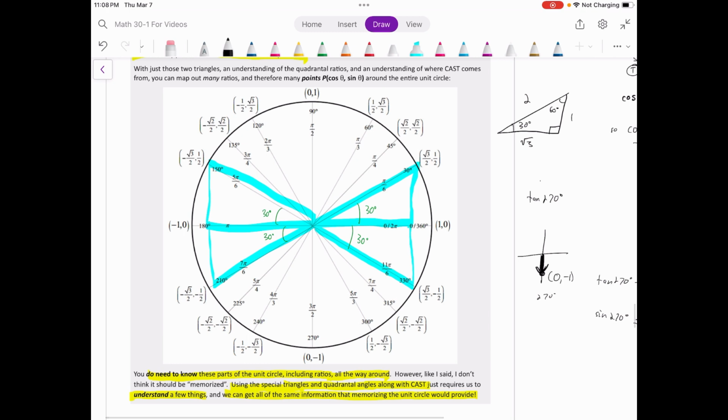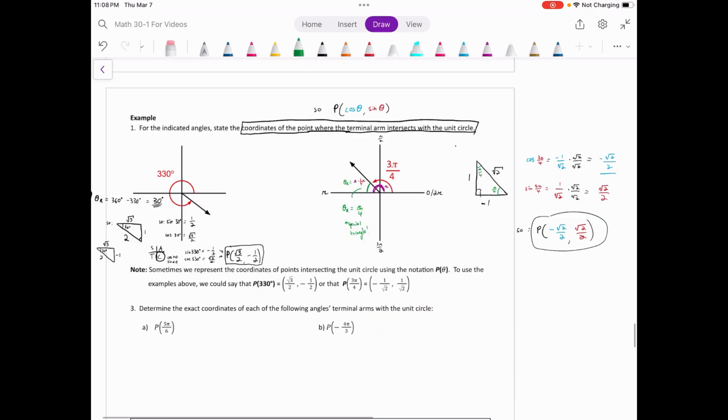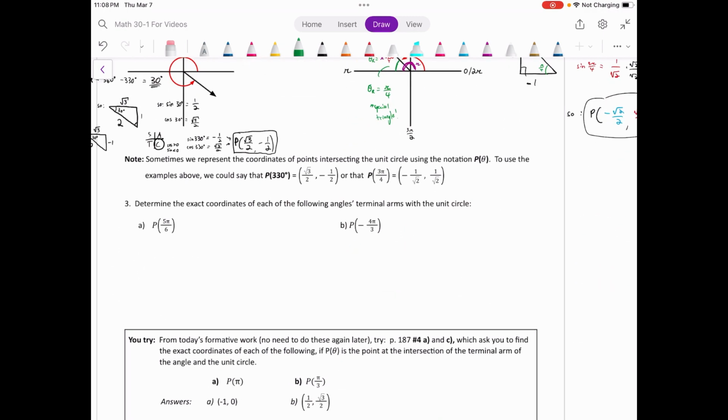Okay, we did not have to know this whole unit circle off the top of our heads to do that. We just had to think about how the 45-degree triangle fits into the picture here, right? Well, if there's a reference angle of 45 in quadrant 2, like we just did, we can use that 45-degree reference triangle to get the ratios for that angle. Pretty cool, right? Very powerful.